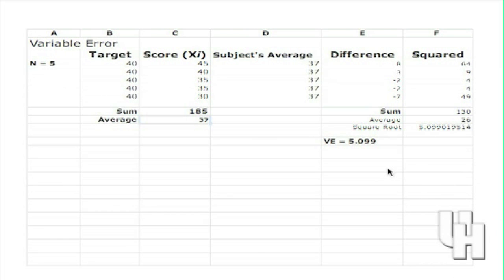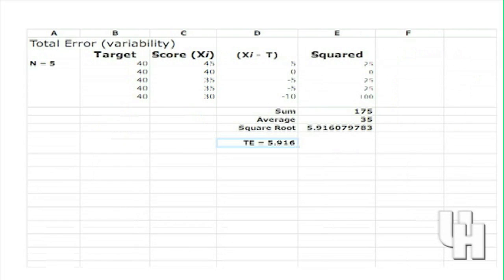All right, now we're going to calculate what's known as total error or total variability, depending on which author you read. And so we've already done part of the first part of this formula, but in this case, in column D, we're going to take the column C minus column B. So 45 minus 40 equals 5.